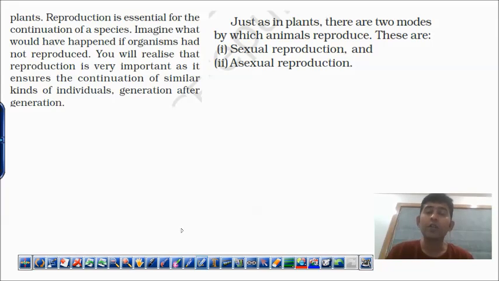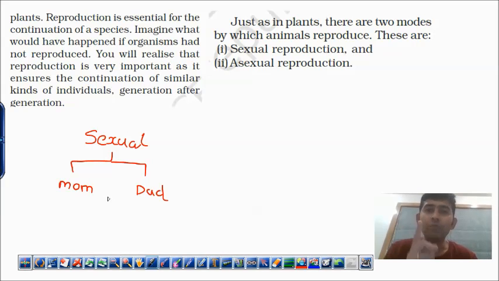And in animals, the most important thing to know is there are two types of reproduction: sexual reproduction and asexual reproduction. Now, what do you mean by sexual and asexual reproduction? It's a very simple meaning. Sexual reproduction is a type of reproduction in which you have two different organisms coming together, basically a mother and a father, and one single person cannot reproduce. That's called sexual reproduction, where there is a mother and a father.